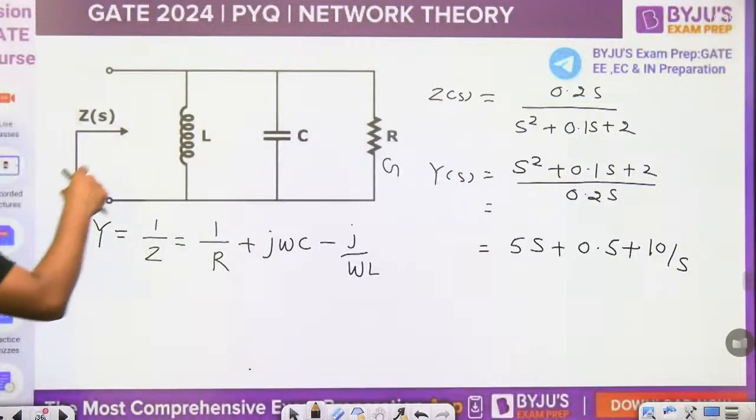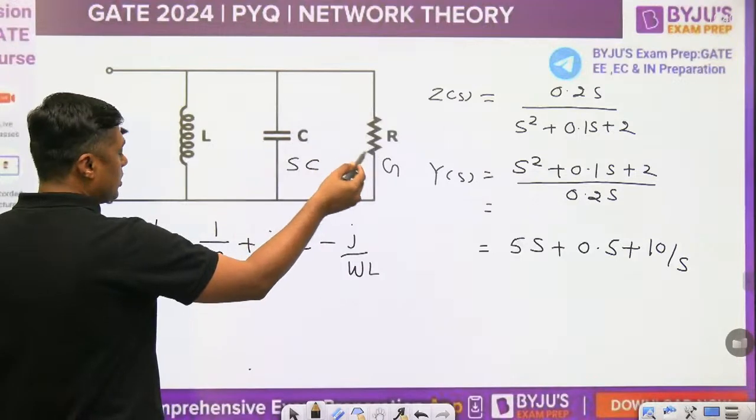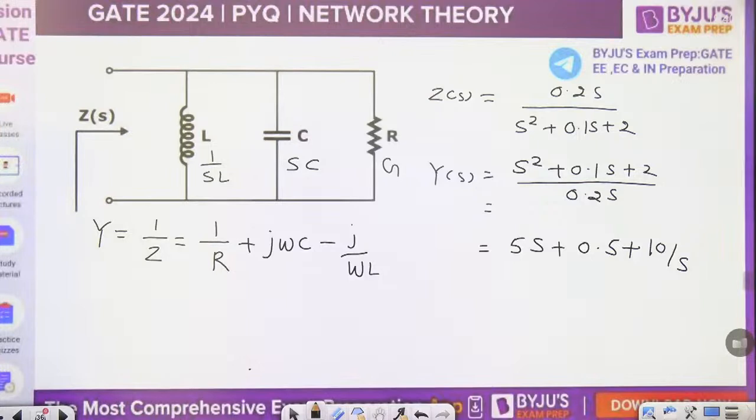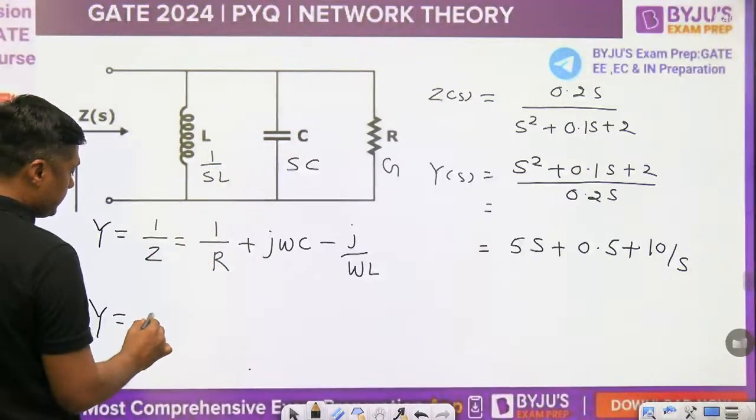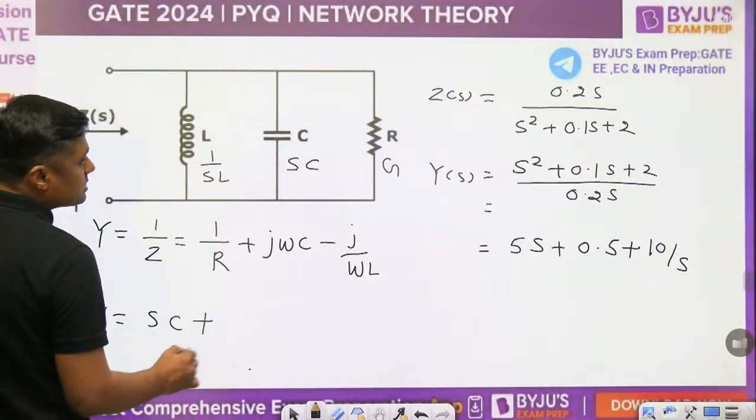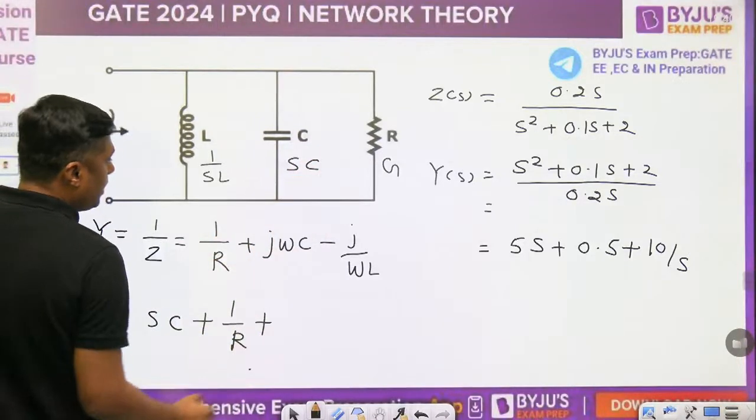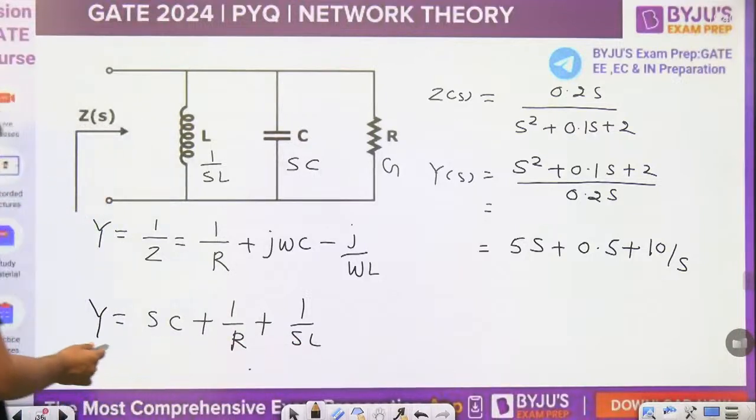You can write what is the admittance because of this SC. What is the admittance because of that? It is 1 by R, and this is 1 by SL. So what is the Y again? You can write in terms of SL. So this is SC plus 1 by R plus 1 by SL. Now compare this with that.